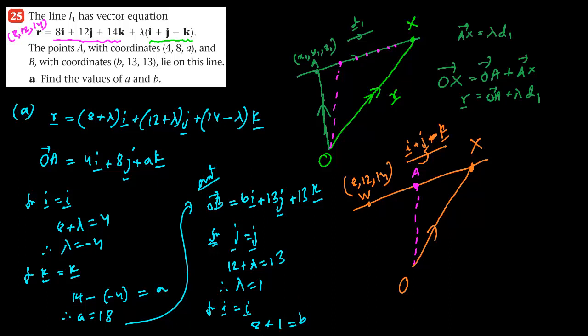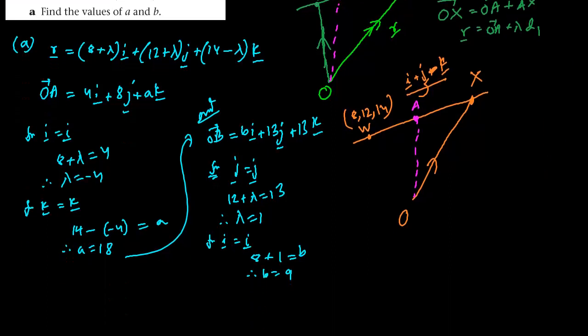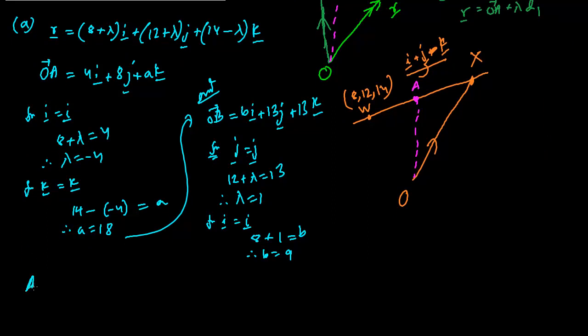That means therefore b equals 9. So we have found the values of a and b. So the answer: a equals 18, b equals 9. And the next question, this is a bit irregular, so you have to remember how this particular question is done.